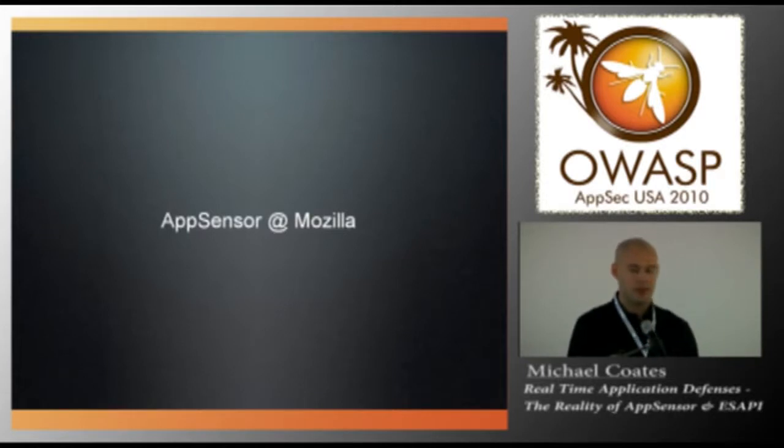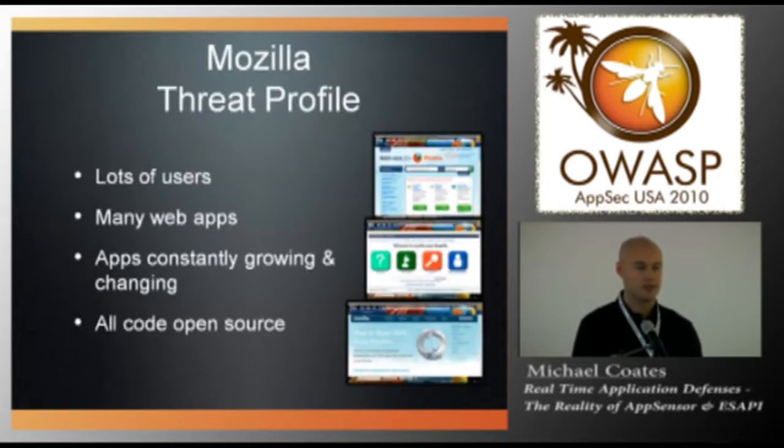So what I'd like to talk about now is how we're using these ideas at Mozilla. We're using the AppSensor thinking, the way of thinking. We don't have too many Java apps. We're not using the AppSensor jar. But what we are doing is taking these ideas and putting them into our applications for attack detection purposes.